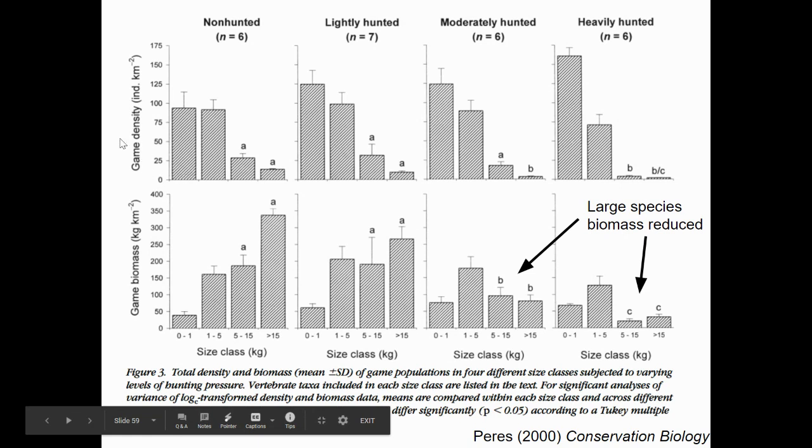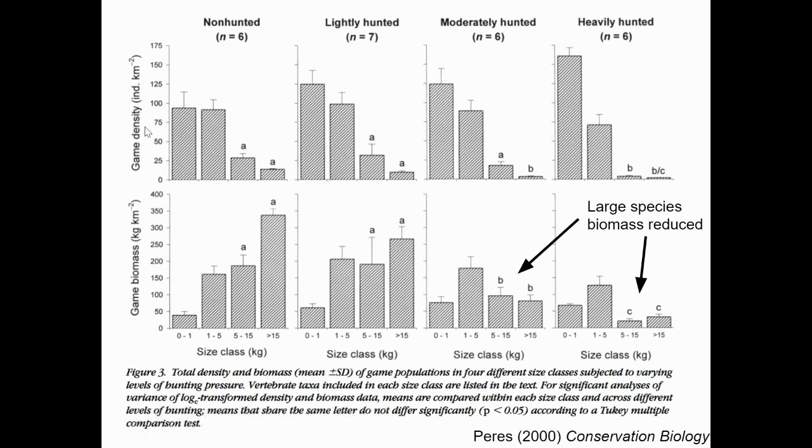And so the game density, how many animals per square land mass, was going down in non-hunted areas by age. This is the age of the animals. Lightly hunted areas, they actually did a little bit better. So that's interesting, that light hunting can kind of manage a population. Moderately hunted and then heavily hunted, we're seeing our populations diminish to almost nothing.